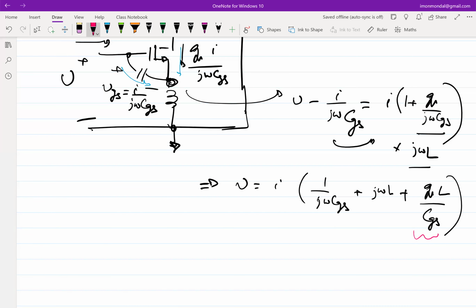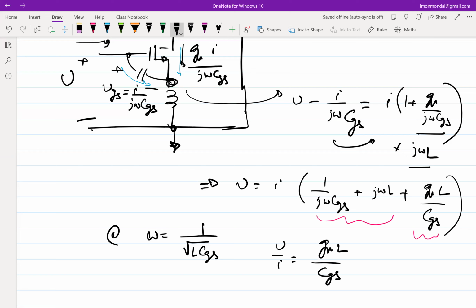Right? And at a particular frequency, you can manufacture these to resonate. The CGS and the L, you can choose the L to resonate out the CGS, right? So at omega equal to 1 by under root L CGS, your V over I becomes absolutely real. And if you make this equal to RS, then you have a match.